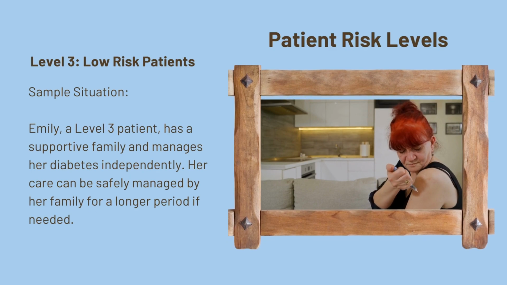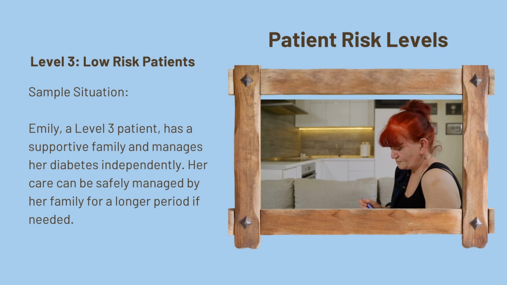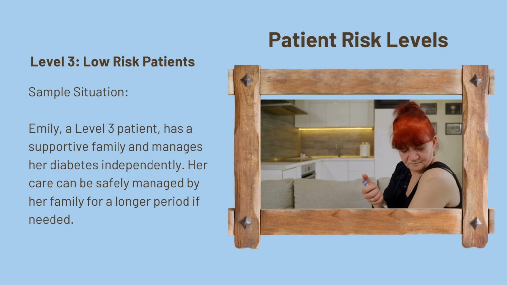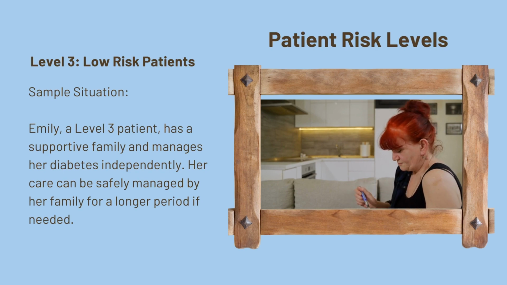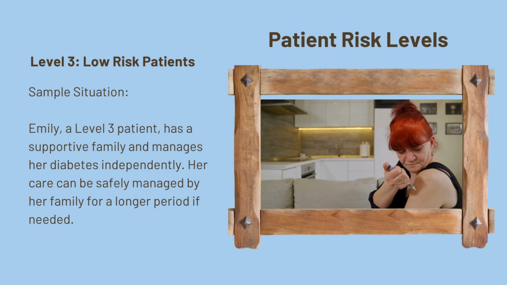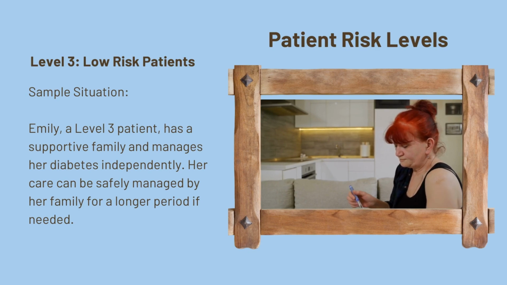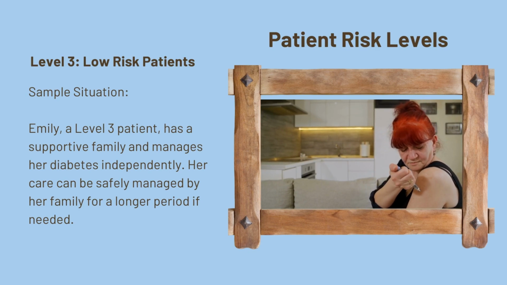Level 3 low risk patients. Low risk patients are stable and have informal support. They often have family or caregiver support systems in place. Examples include patients with less complicated wound care, those who are mobile and independent, and those who manage their medications. Let's now examine Emily, a level 3 patient, who has a supportive family and manages her diabetes independently. Her care can be safely managed by her family for a longer period if needed.